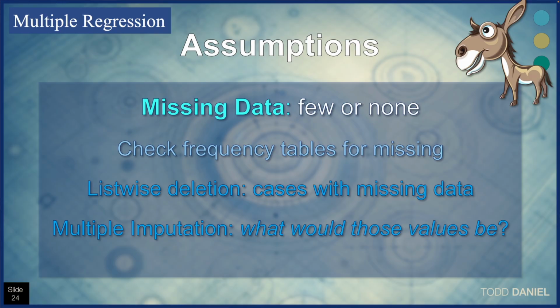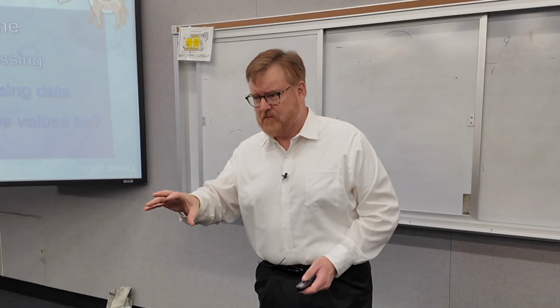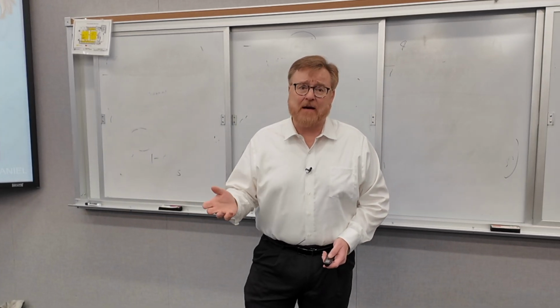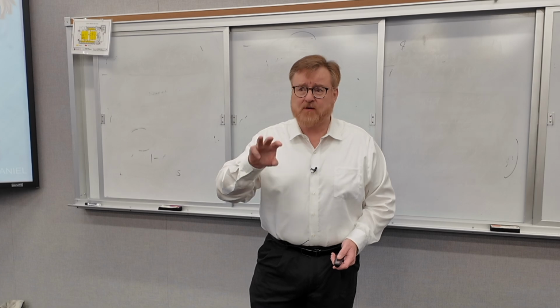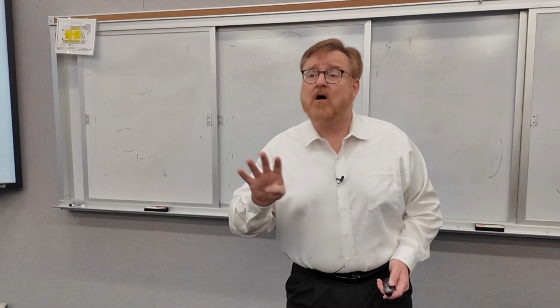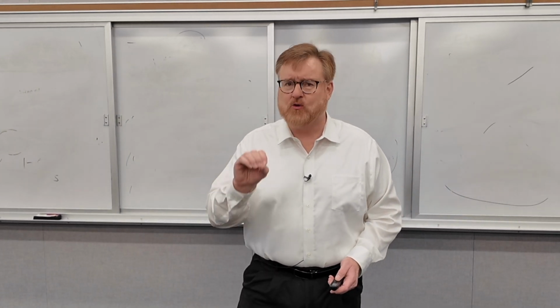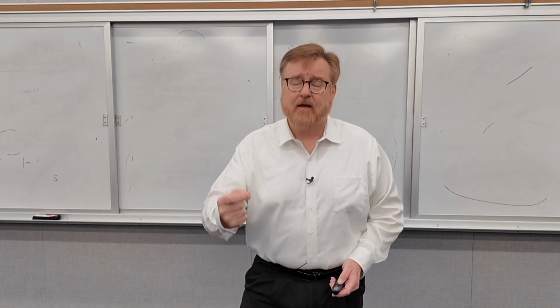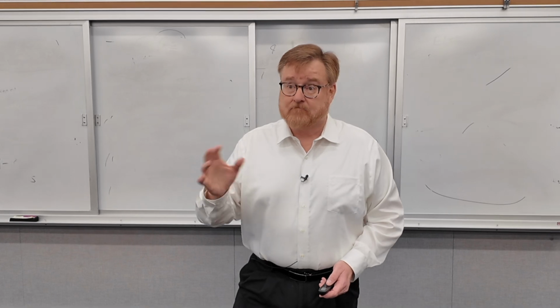We want to be sure that we don't have any missing data in our data set. We can spot this by looking at frequency tables. We run a frequency of each of the variables and make sure they all have the same sample size. In our example, we have 3 predictors and 1 outcome. All of them should have a sample size of 200. That was the number of people who were in the survey. If not, then we have missing data.